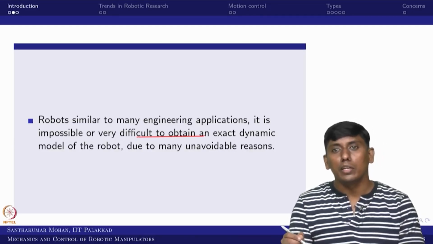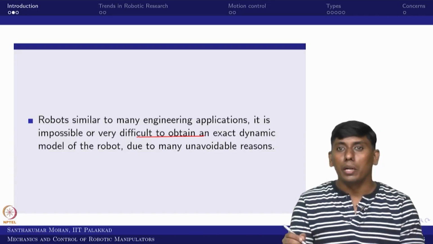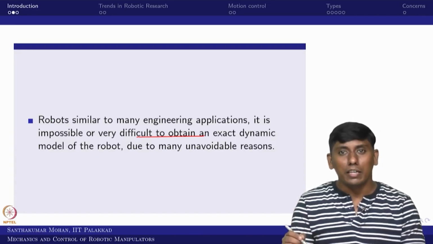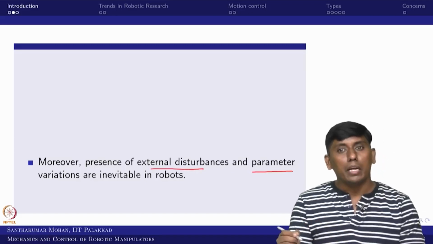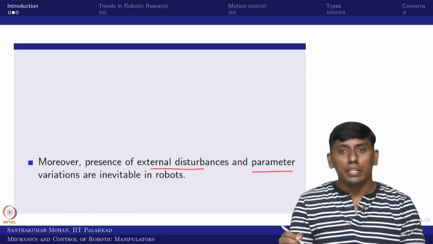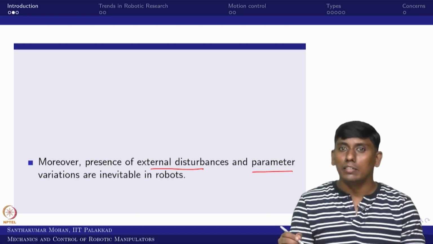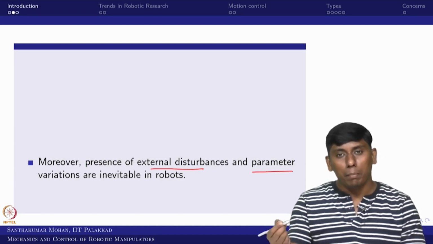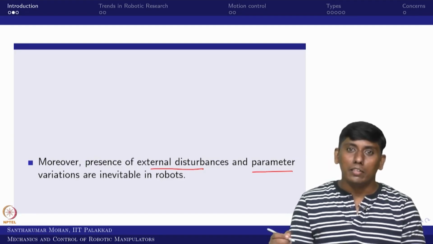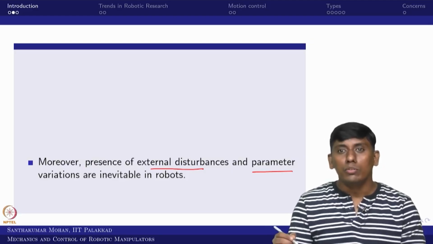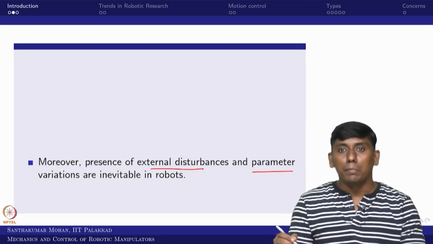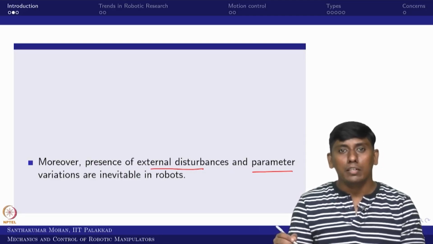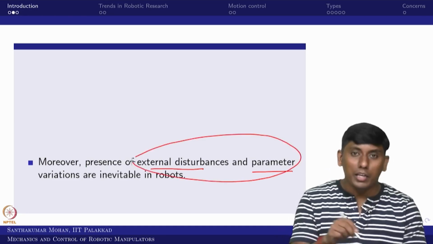For example, friction cannot be modeled exactly. So like that, several difficulties are there. In addition, as I said, the external disturbance and the parameter variations are inevitable. For example, the manipulator you initially designed as a plain one is now lifting some unknown load. So the parameters you calculated based on the geometry would differ, because the manipulator lifts some payload. So these are inevitable.